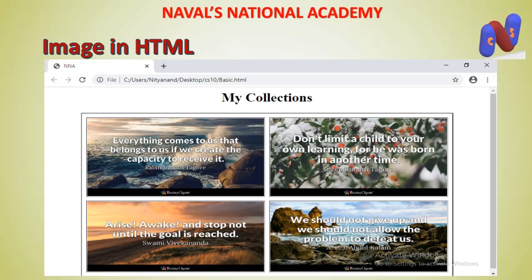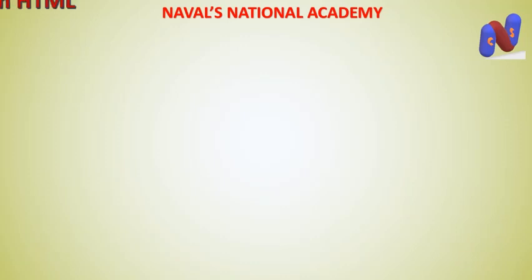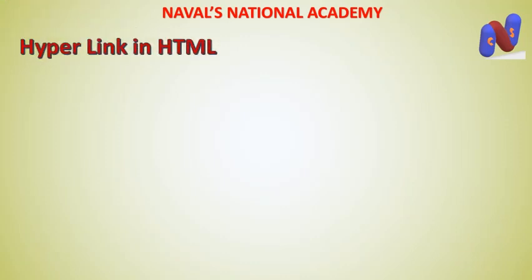Clear? You can see the border also, you can see the cell spacing also. So this is the way to insert a table and to insert an image in our web page, and how to fix their sizes also. Okay students, now hyperlink.